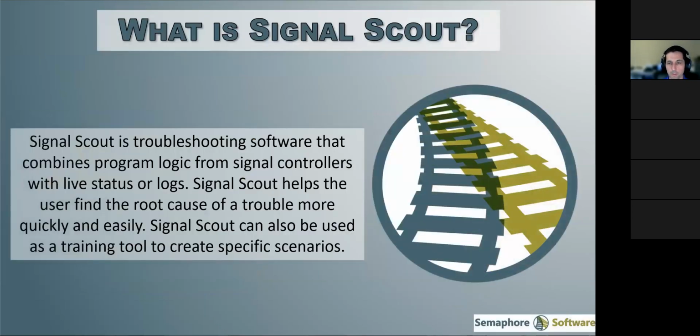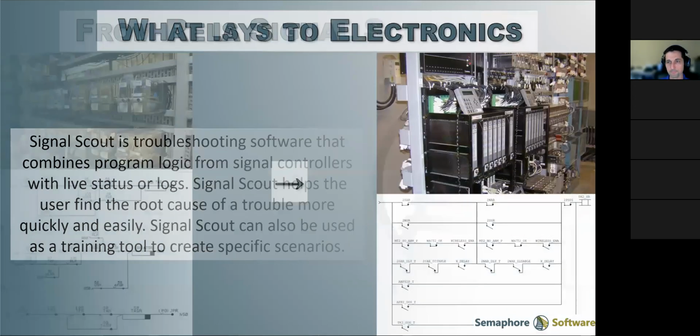So Signal Scout, what is Signal Scout? Our quick blurb on it is Signal Scout is troubleshooting software that combines program logic from signal controllers with live status or logs. So Signal Scout helps the user find the root cause of troubles more quickly and easily. And Signal Scout can also be used as a training tool to create specific scenarios.